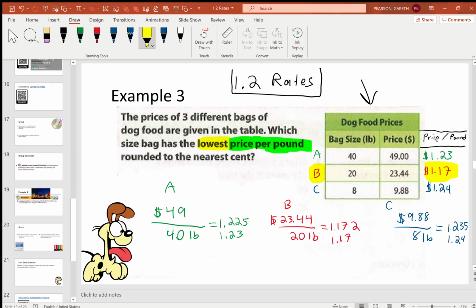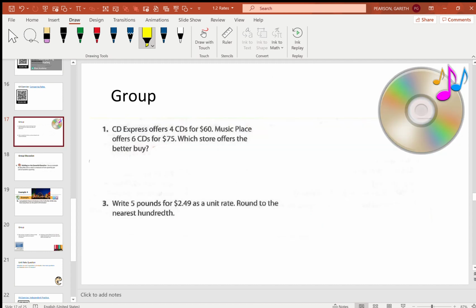Okay, now as we move on, let's take a look at this question right here. CD Express, which we're going to call option A, offers 4 CDs for $60. Well, I know that for option A, I'm basically going to be dividing. I have $60, money on top, for 4 CDs, my unit at the bottom. Yeah? And then Music Place offers 6 CDs. Music Place will be option B. So option B is 6 CDs. The CDs go on the bottom. 6 CDs for $75.